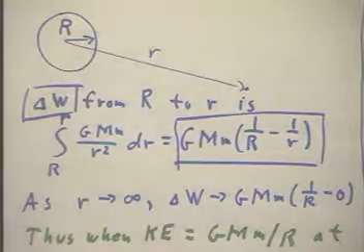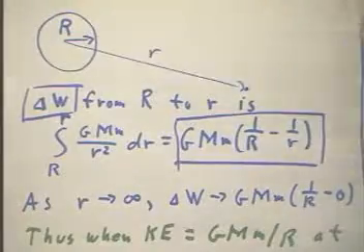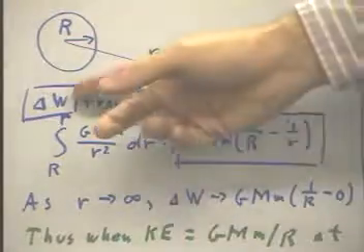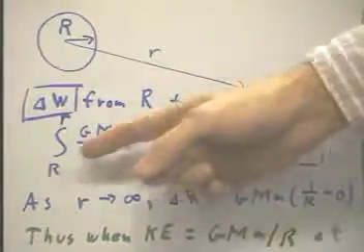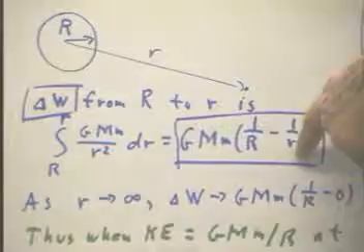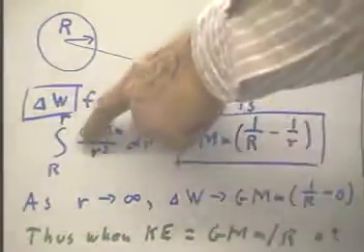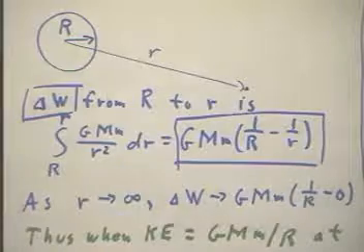We generalize the preceding calculation. If this is a mass big M with radius big R, then the work from radius big R out to radius little r we obtained by a similar integral to the one we just did. And there are the details. Well, there's the integral, there's the result. If you know the calculus, you can work out the details.